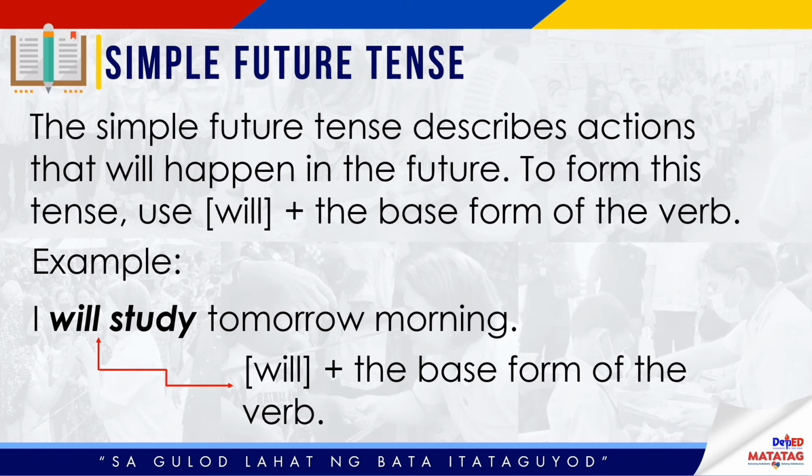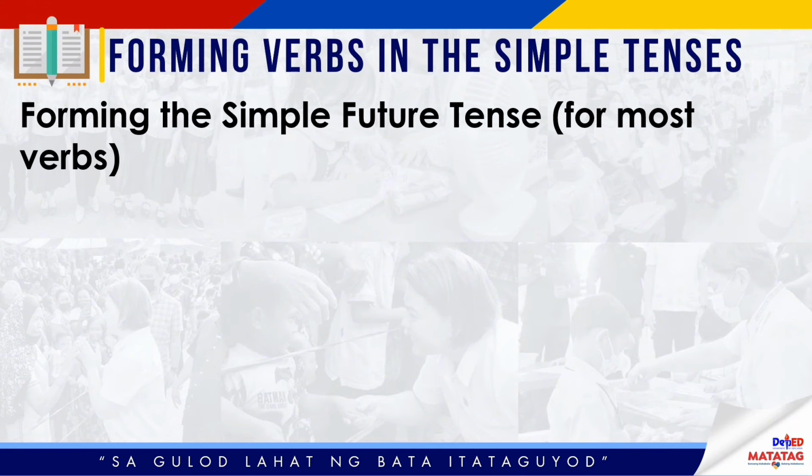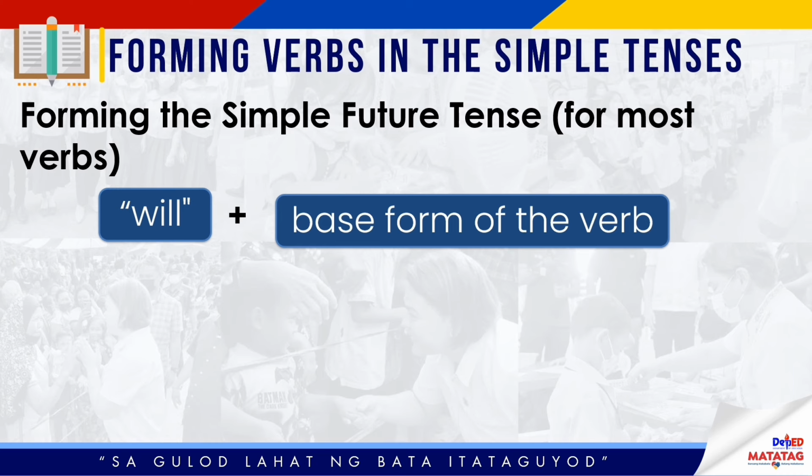Now, the third tense of verb, the simple future tense. The simple future tense describes action that will happen in the future. To form this, you just have to use will plus the base form of the verb. Let us look at the example. I will study tomorrow morning. Will plus study, which is the base form of the verb. Again, remember, in forming the simple future tense, we just have to put the modal will plus the base form of the verb. Example, he will jump.